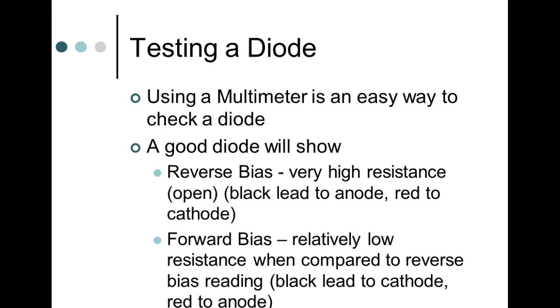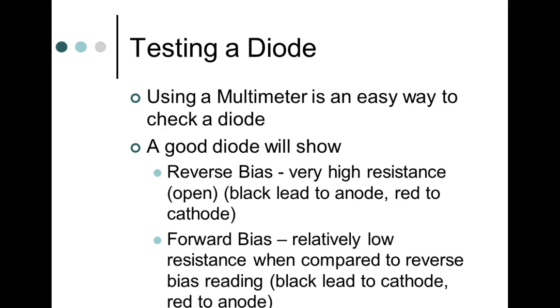So reverse bias, we're going to show a very high resistance, or it's going to show an open. This is the black lead on the anode and the red lead on the cathode. Forward bias, it's going to be relatively low. When we say it's low, we don't say it's low, we say it's relative. It's relative to what? It's relative to the reverse, right? You understand that? If you're checking it with a regular ohm meter.